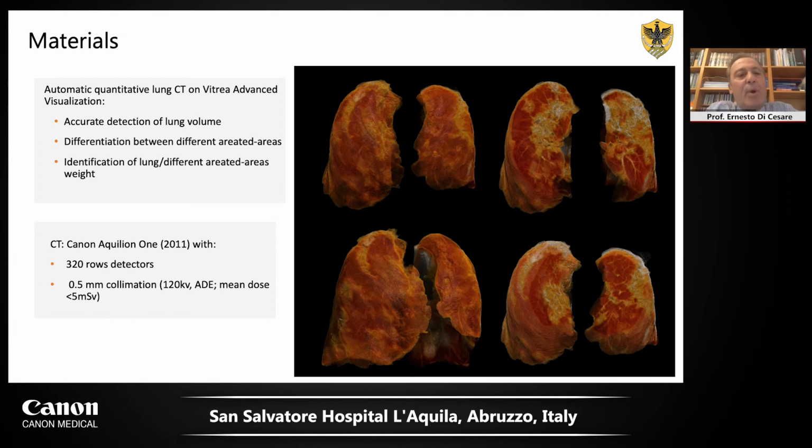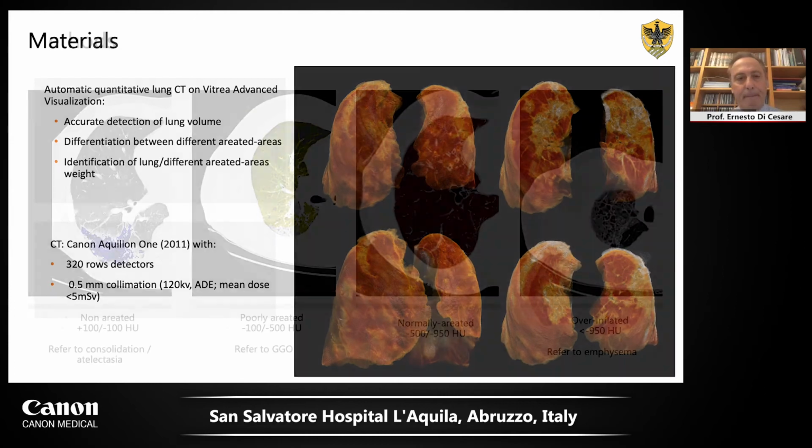The method that we use is an automatic quantitative lung CT software on Vitrea advanced visualization, which provides an accurate detection of lung volume, differentiation between different aerated areas, and identification of lung and different areas weight. The data were obtained by a Canon Aquilion ONE CT, 320 detector row, with 0.5 millimeter collimation.